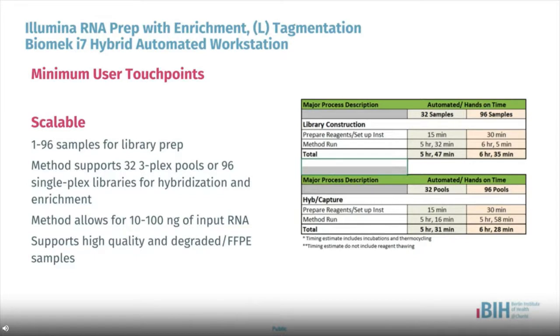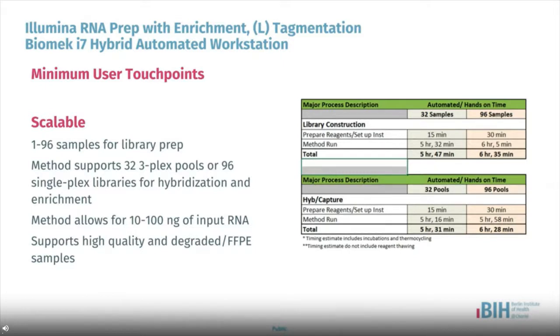The method is scalable. It's capable of running up to 96 samples for library preparation, and either up to 96 single-plex libraries or up to 32 3-plex pools for hybridization and enrichment. Users may also vary the amount of input material from 10 to 100 nanograms of input RNA and can run both high-quality and degraded or FFPE samples.